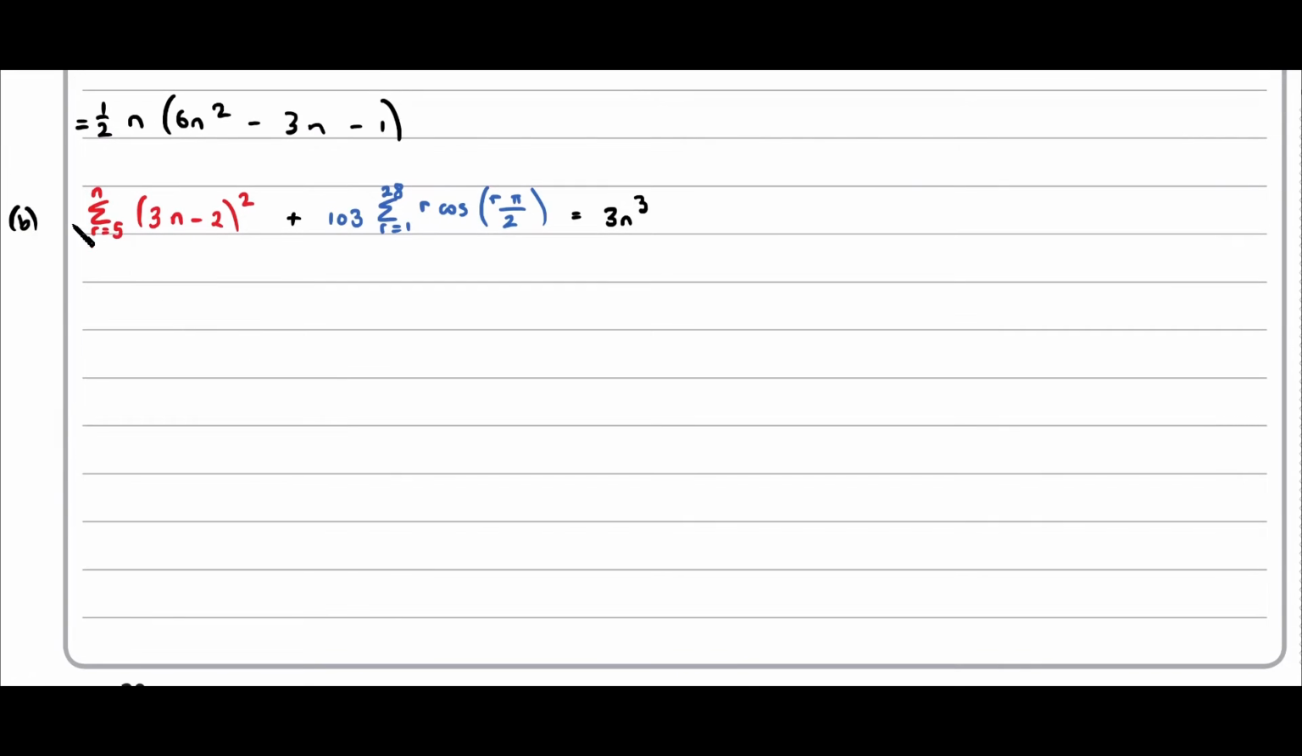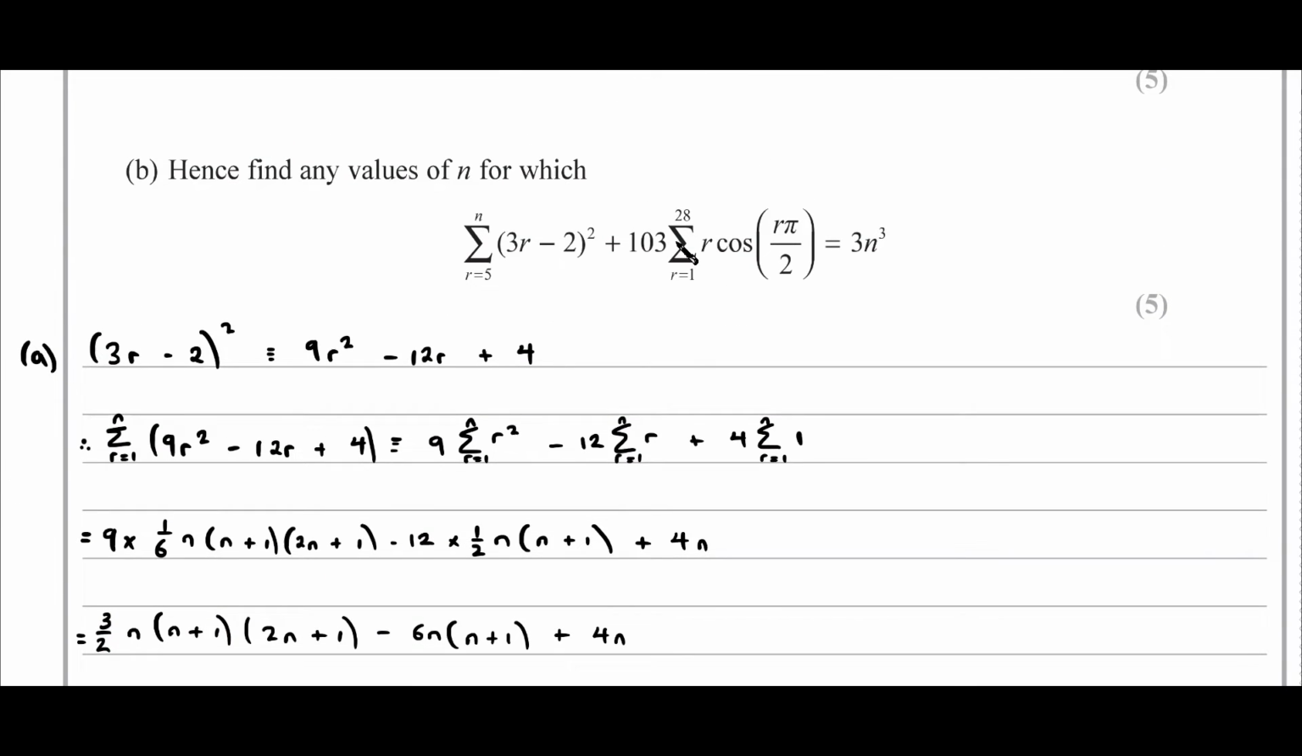We first of all have to deal with the bit in red. That's the sum from r equals 5 to n of (3r minus 2) all squared. And the bit in blue, that's 103 lots of the sum from r equals 1 to 28 of r cos of r pi over 2.